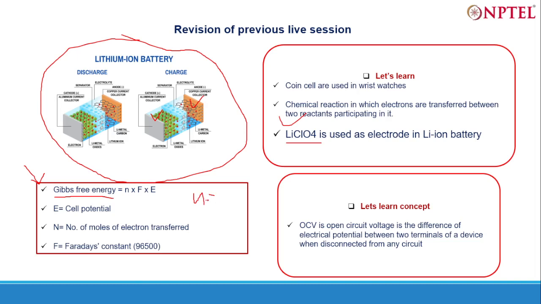So n will always be equal to the number of moles of electrons that are transferred between these two sources. It will not be equal to 10. It will always be equal to 5. Okay, so I think the revision of the previous live session is over.